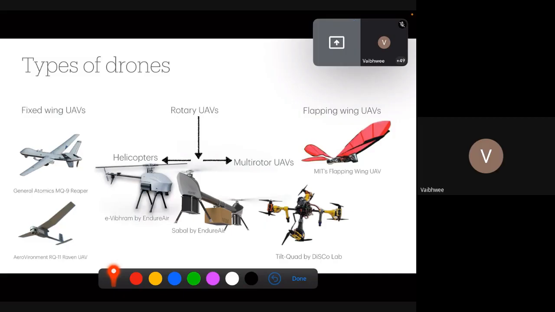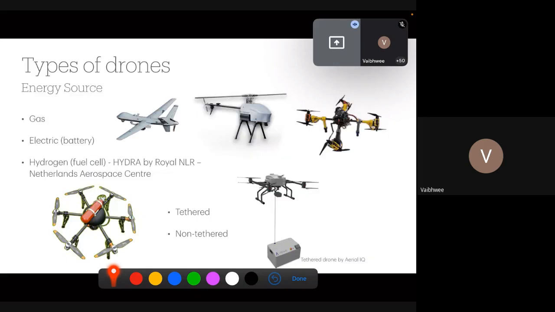Now moving forward, each of these drones to operate needs some energy source. It is either based on gas. When I say gas, it is basically gasoline, so it can be petrol. In some cases, hobby fliers use ethanol and so on. Electric ones primarily rely on batteries.